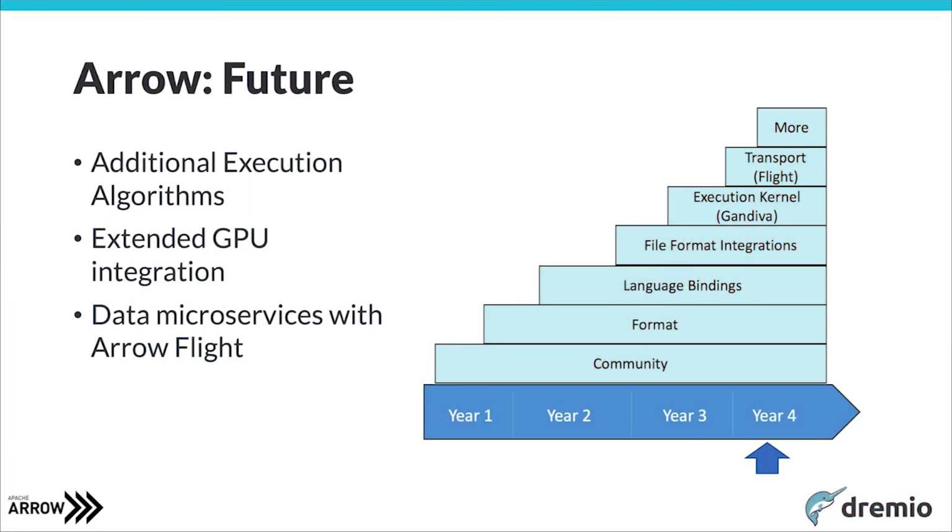So where are we going from here? Well, the future is, we basically were building blocks up. So we started with community, we then introduced the format, we then started adding language bindings, we're continuing to add language bindings, then we did file format integrations for things like CSV and Parquet, then we introduced the Gandiva kernel for execution, then we introduced Arrow Flight for transport, and we're continuing down that path of adding more things to it, but most likely one of the systems you're using or a system that you're building should be using Arrow.